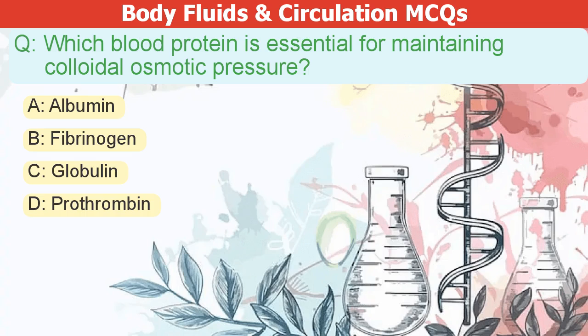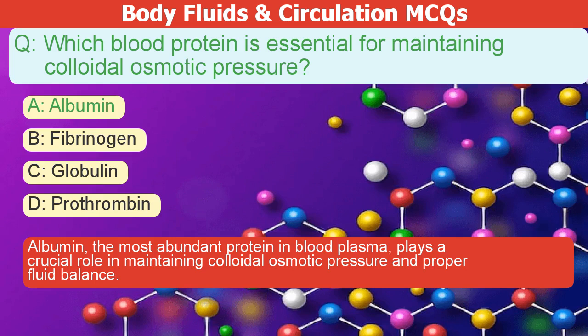Which blood protein is essential for maintaining colloidal osmotic pressure? A. Albumin. B. Fibrinogen. C. Globulin. D. Prothrombin. The correct answer is A. Albumin, the most abundant protein in blood plasma, plays a crucial role in maintaining colloidal osmotic pressure and proper fluid balance.